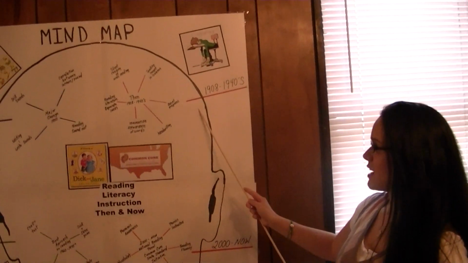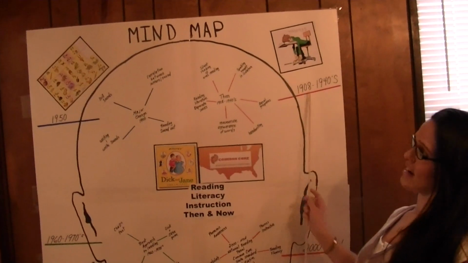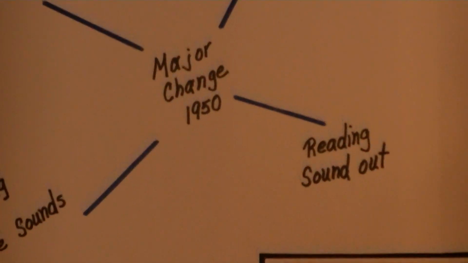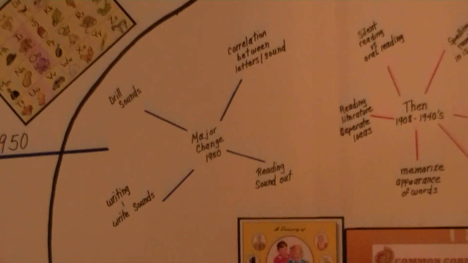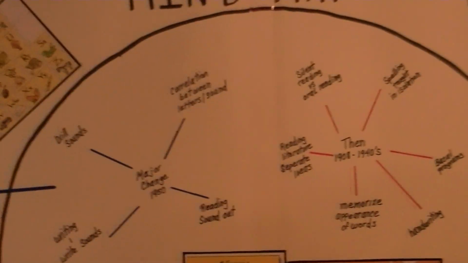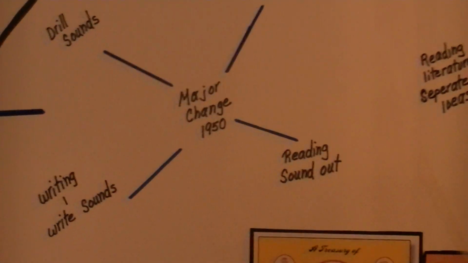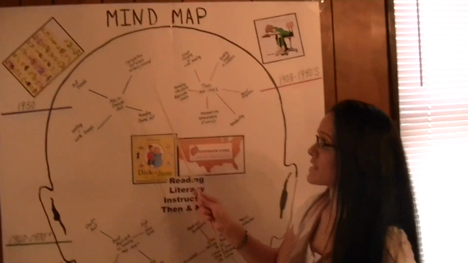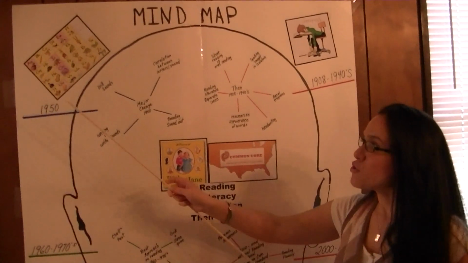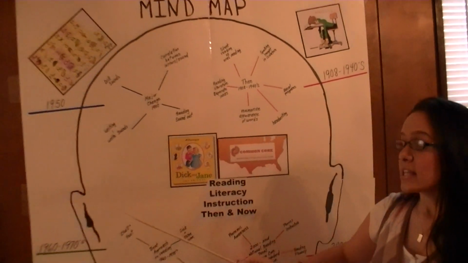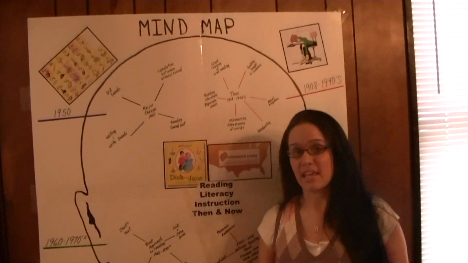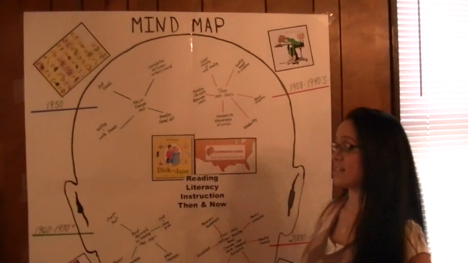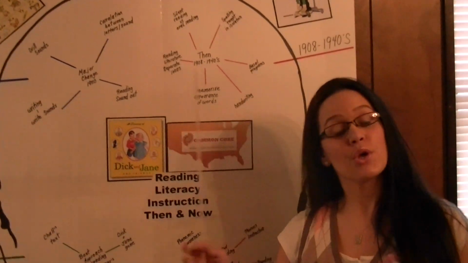So moving from then in the 1900s, I decided to go and stop at the 1950s, where there is a major change. And that major change is a major change in how to teach reading literacy instruction, which now we get to see more of a phonics-based approach. Drill sounds are introduced, writing the sounds, so kids are starting to write the sounds that they hear in words. They're starting to learn a correlation between letters and sounds, that letters have sounds and sounds go with letters.